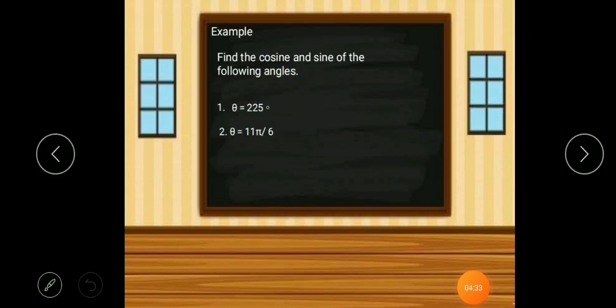So number 2, theta is equal to 11 pi over 6. The terminal side of theta, when plotted in standard position here, lies in quadrant 4, just shy of the positive x-axis.